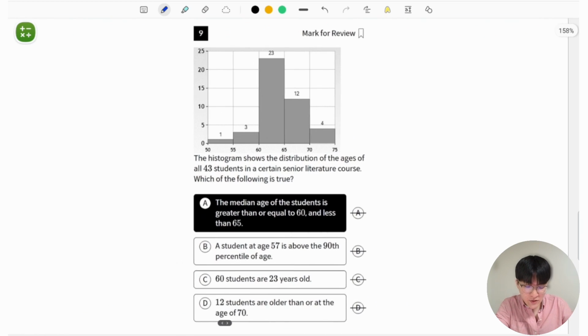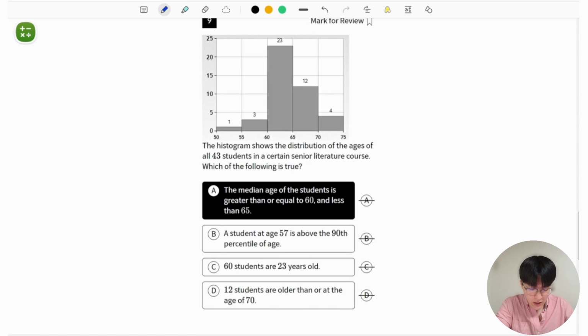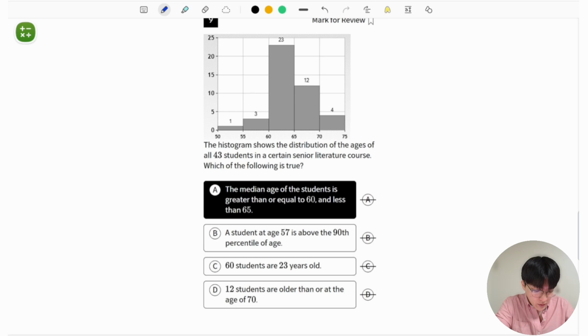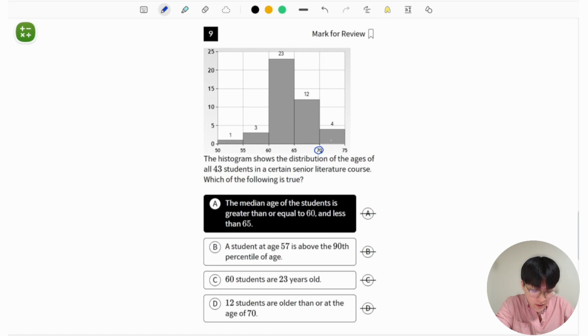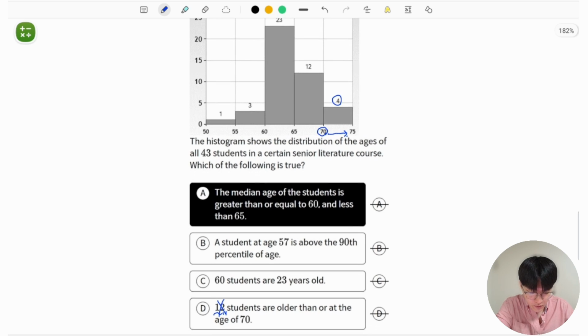Question number 9. The histogram shows the distribution of ages of all 43 students in a certain senior literature course. Which of the following is true? Let's actually take a look at the answer choices from D and move on up. 12 students are older than or at the age of 70. So we know that this is the 70 mark, and those who are older than 70 is 4. So we can't assume that this is 12 students. That's incorrect.